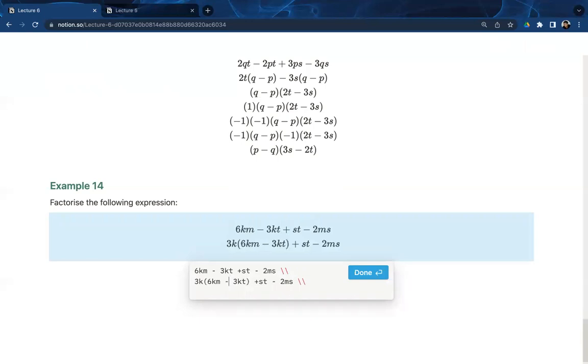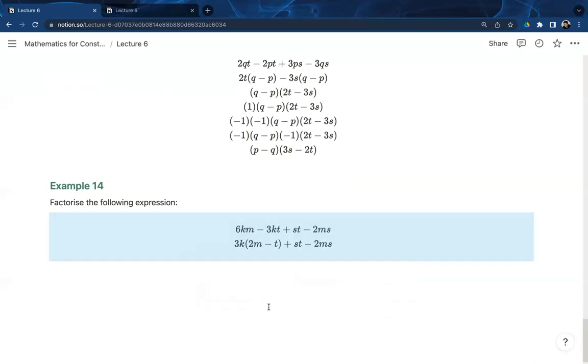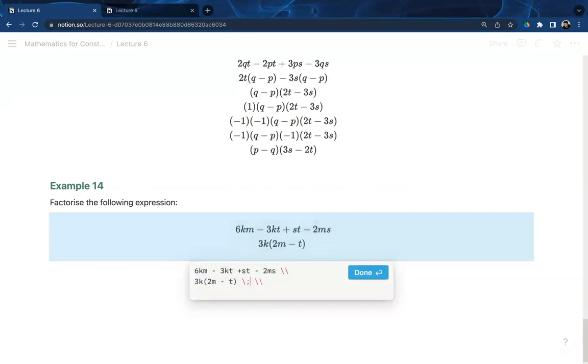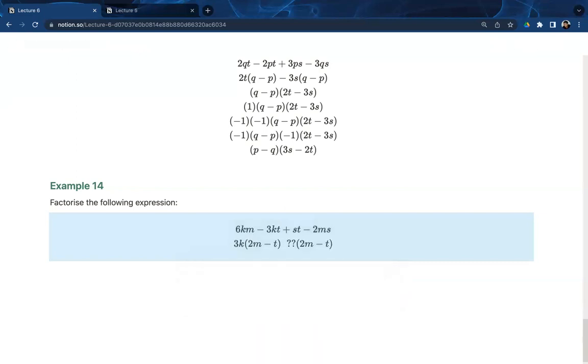So 3K by 2M minus T. I just factorize the first two terms. 3 by 2 is 6, K by M is KM, 3 by minus 1 is minus 3, K by T is KT, right? Without even looking at the second one, I could write the brackets here and try to figure out what I need.